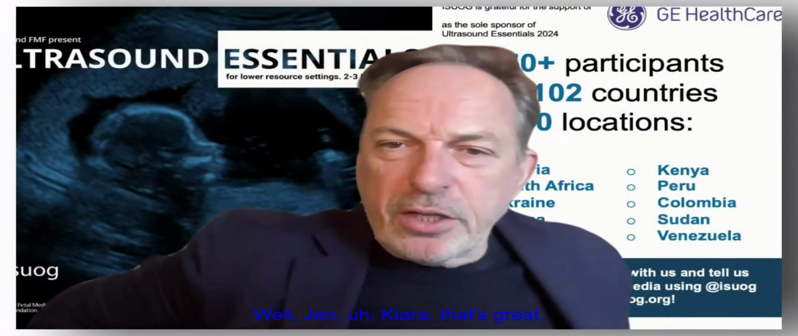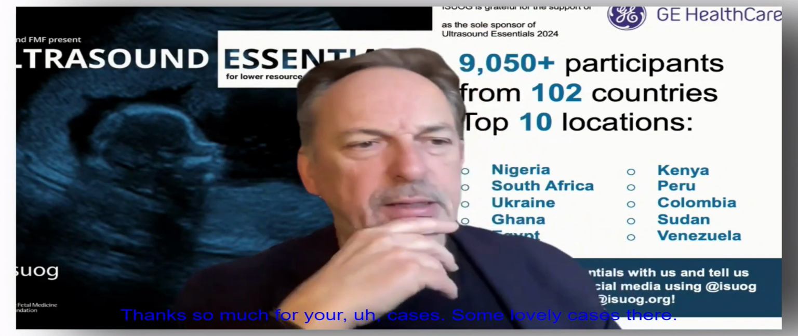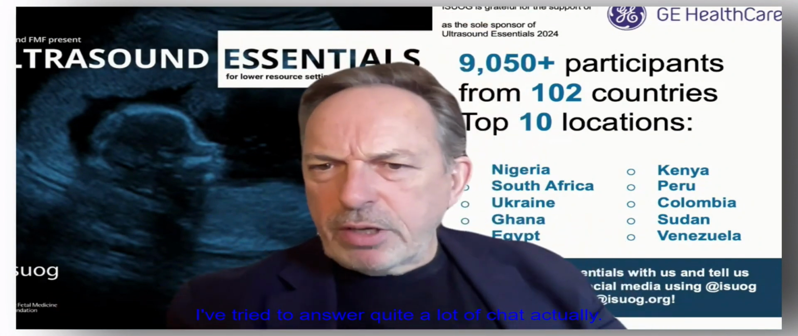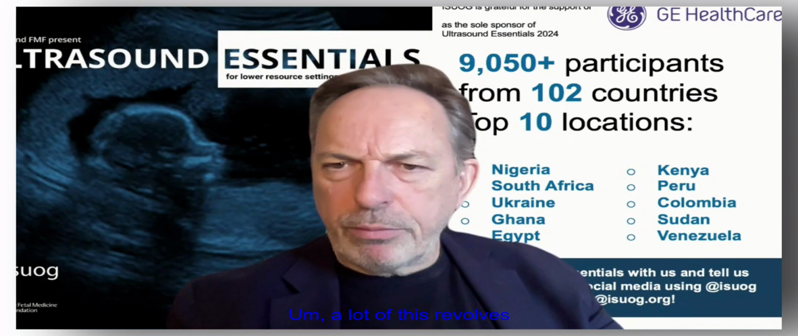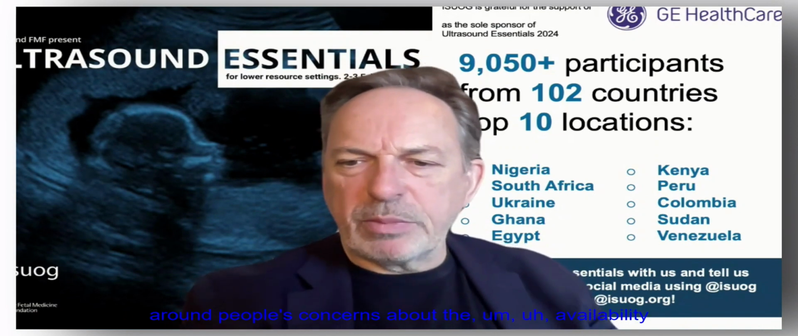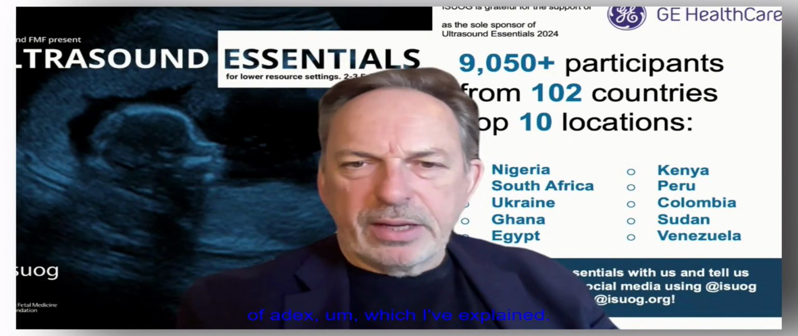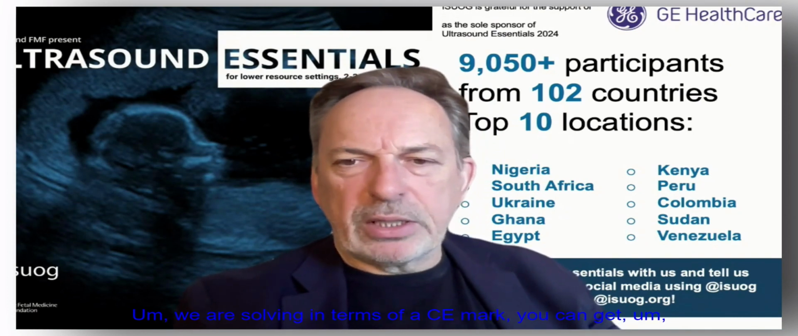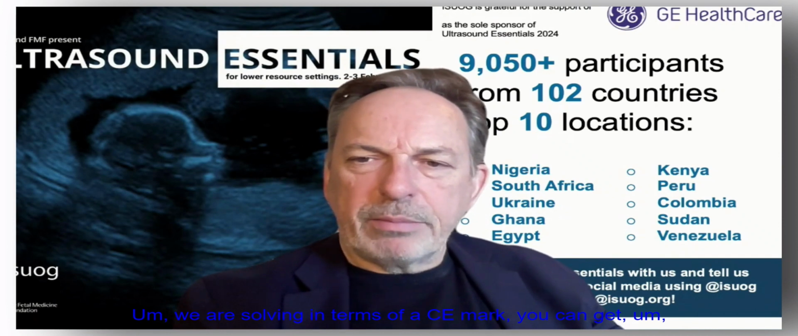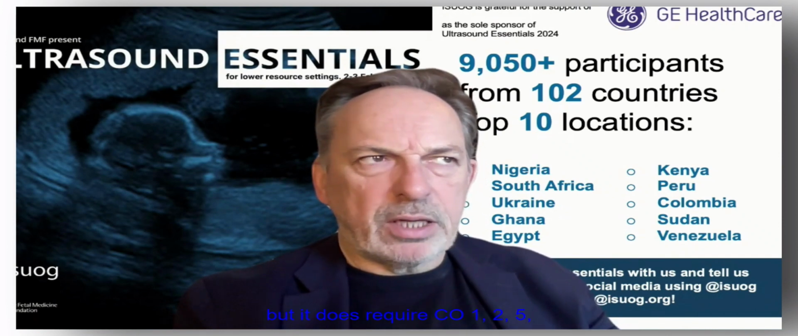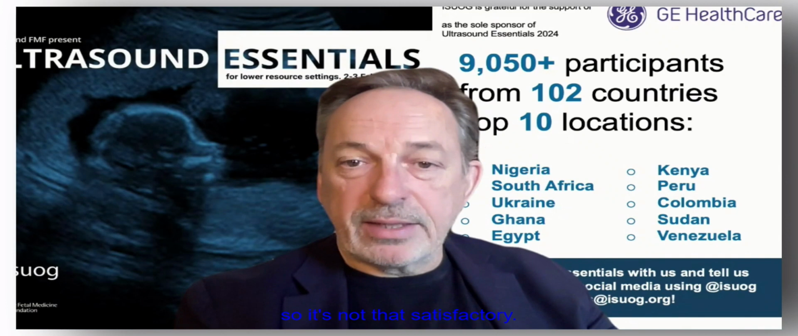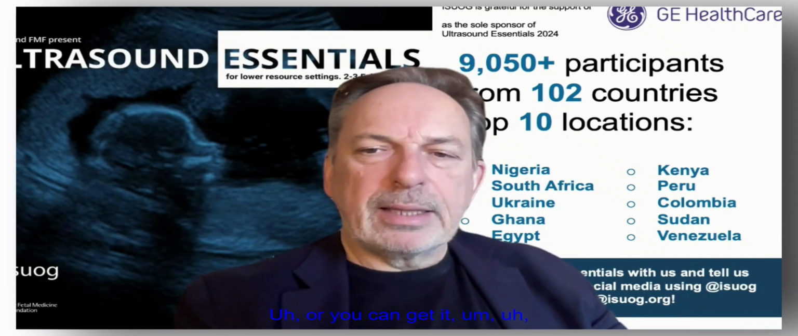Well, Jen, Chiara, that's great. Thanks so much for your cases, some lovely cases there. I've tried to answer quite a lot of the chat, actually. A lot of this revolves around people's concerns about the availability of ADNEX, which I've explained we are solving in terms of a CE mark. You can get the ADNEX model from Evidencio, but it does require CA125, so it's not that satisfactory, or you can get it on some machines.